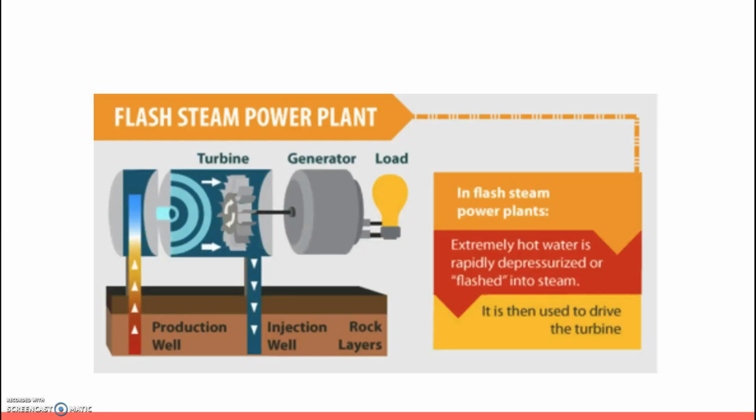The flash steam power plant is where the hot water is depressurized into steam, which is used to drive the turbine, and then the steam is condensed and pumped down through the injection well.